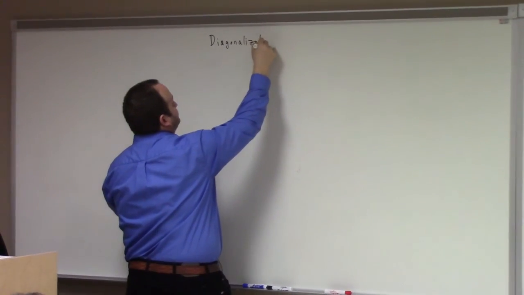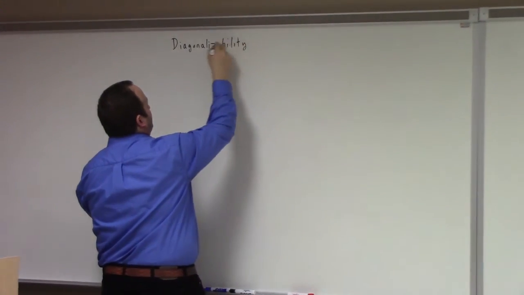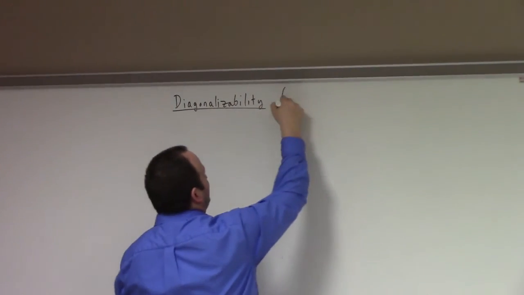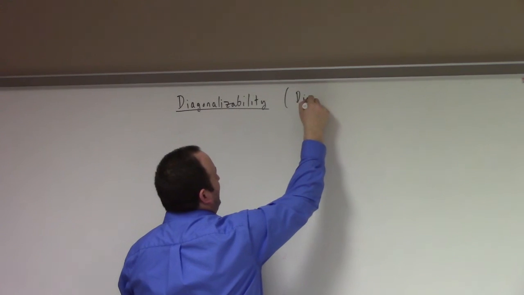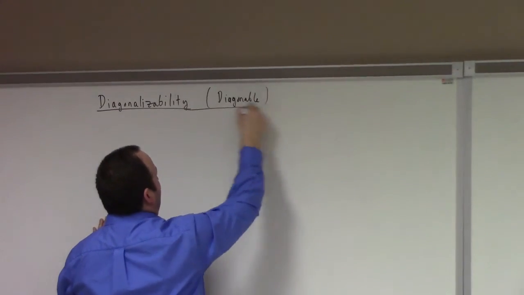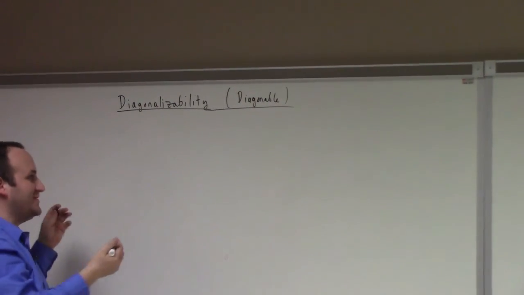Diagonalizability. Now that's probably not the right spelling. I don't know, what does he call it? I think he calls it diagonable. Whatever. A matrix which, so here's the definition.